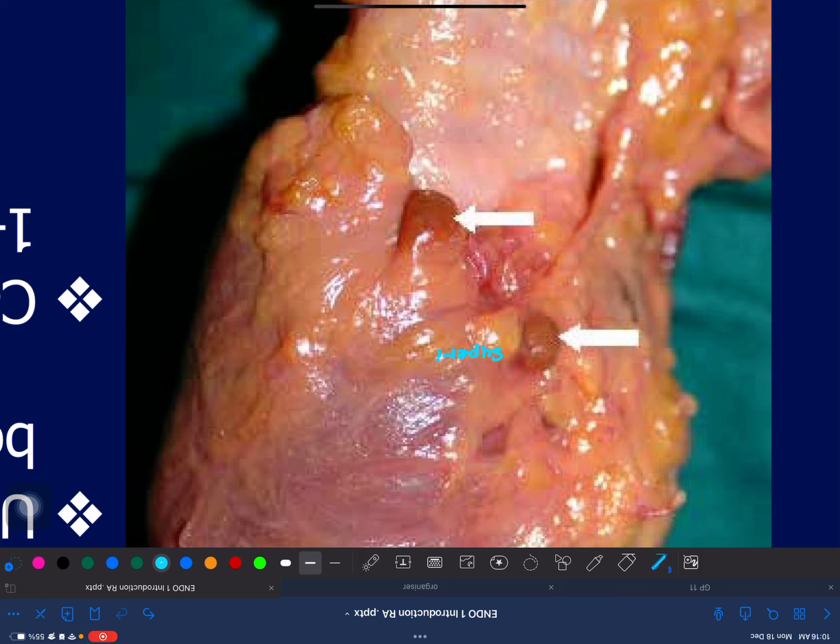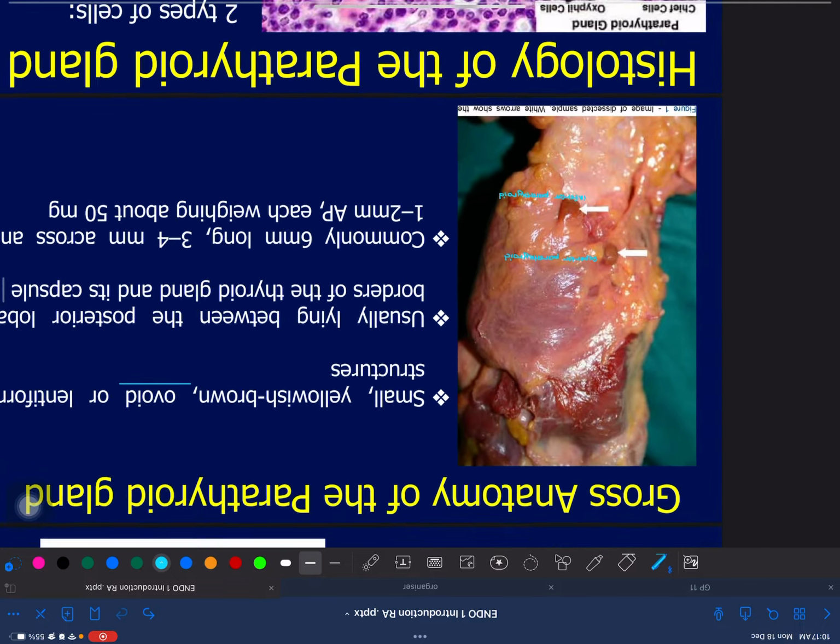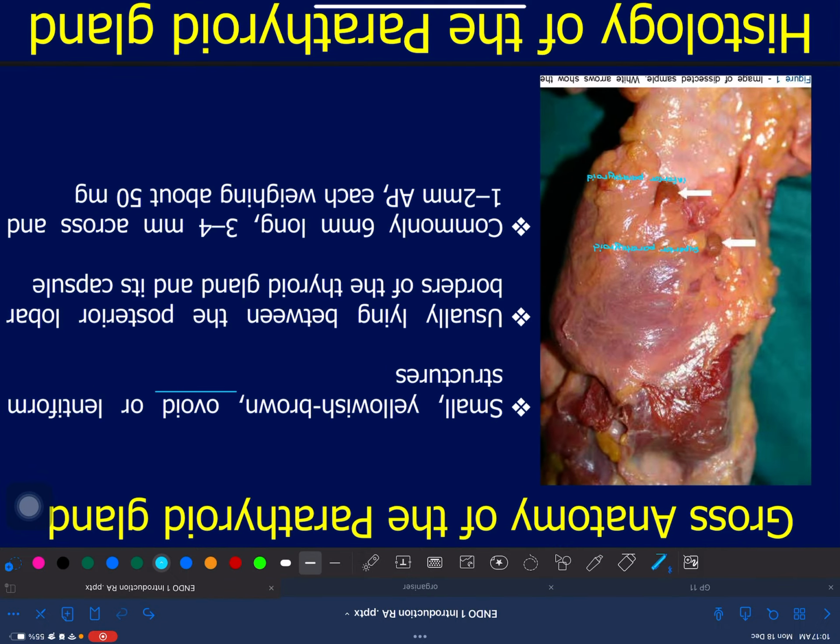Okay, so ada two types of cell. One is the chief cells, and another one is oxyphil cells. Okay, I hope you can see. This is the chief cell yang banyak-banyak ni. Small polygonal cell, central nuclei. Okay, synthesize the parathyroid hormone.